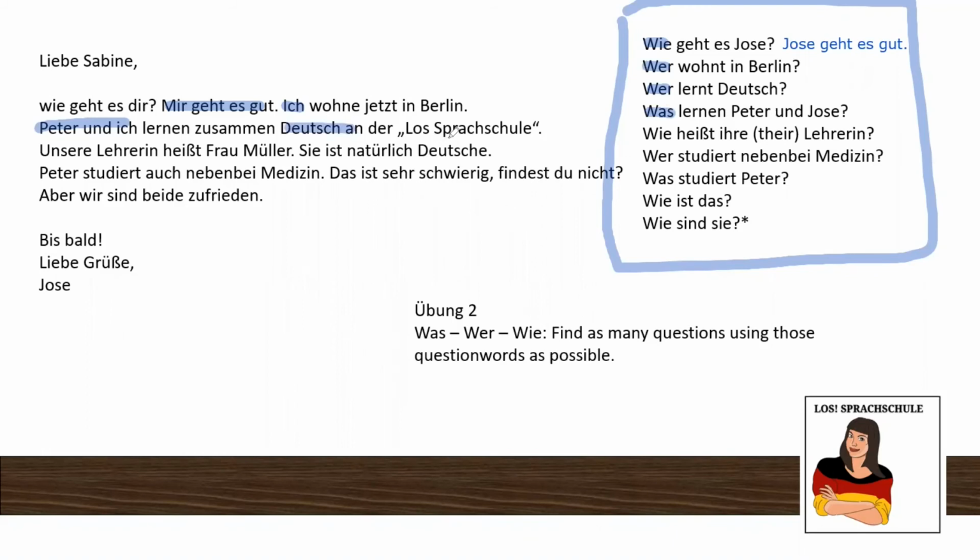Later you will also learn how to say where and stuff like that, but this will be part 2. Wie heißt Ihre Lehrerin? Again, it is something to learn by heart because it's like a pattern. How is their teacher named? Answer. Die Lehrerin or ihre Lehrerin heißt Frau Müller.